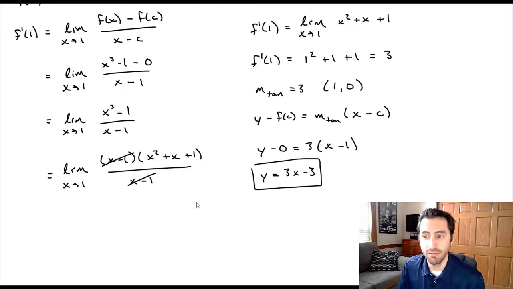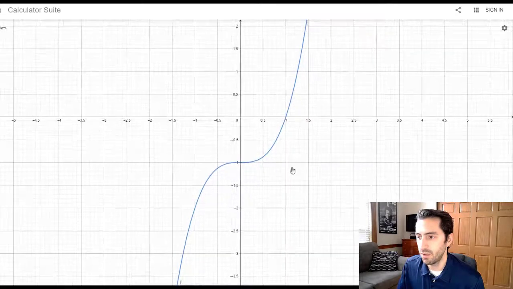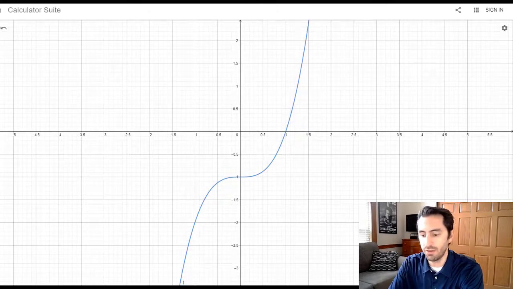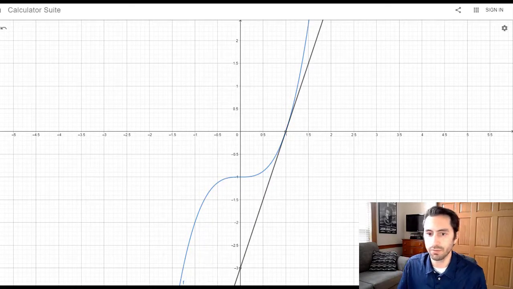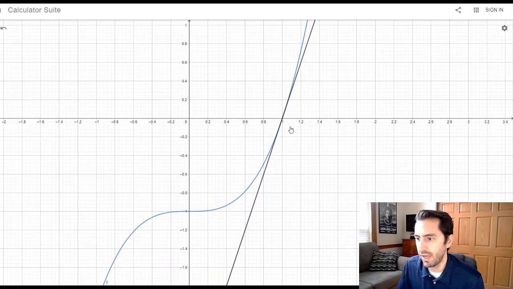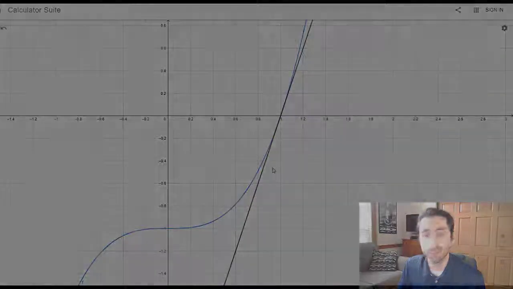And to just verify and see what this looks like, let's go back to our graphing software and graph both of these things. So here we have our original function. So this is the graph of x cubed minus 1. And then let's put in our line, the line 3x minus 3. So here's that line. And as you can see, it intersects the graph at exactly 1 point, the point 1, 0. So it is tangent at that point.